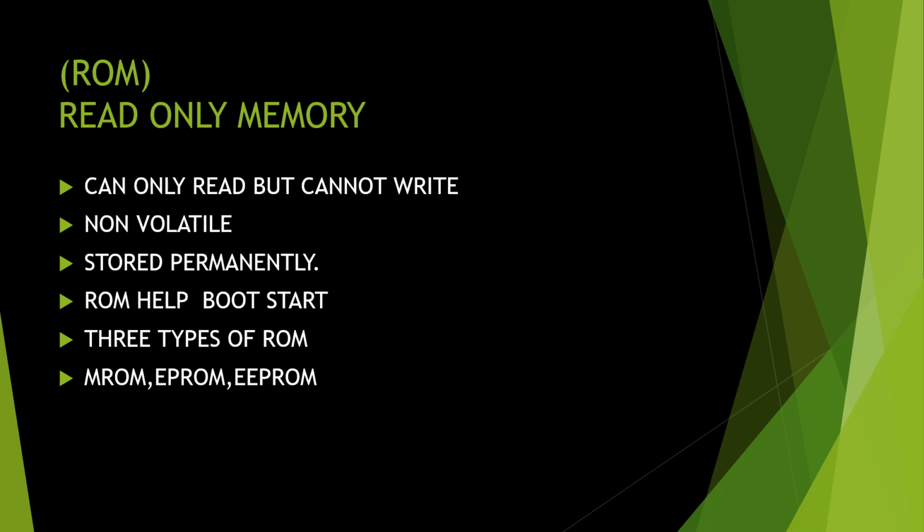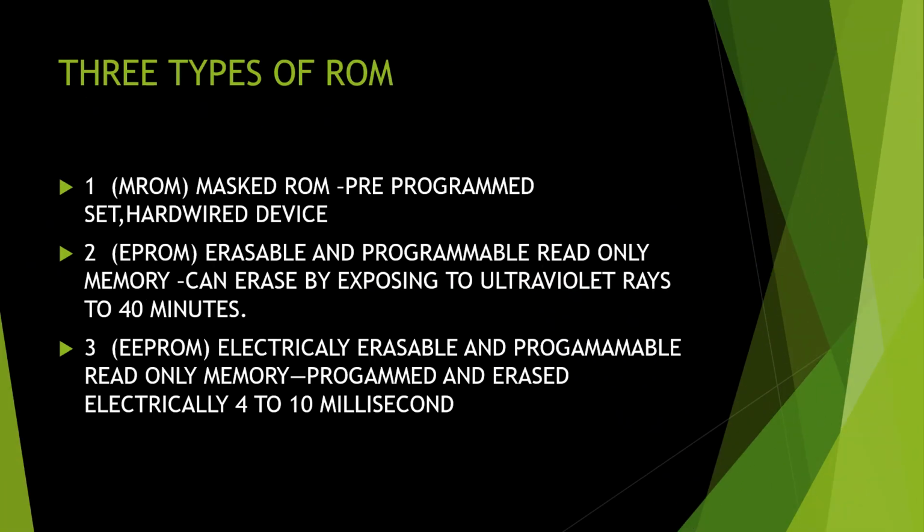There are three types of ROM: MROM, EPROM, and EEPROM. You just know what they are. The first is MROM, that is masked ROM. It is a pre-programmed, hardwired device. Pre-programmed means it is already programmed and kept. It stores things already programmed, and it is not erasable.